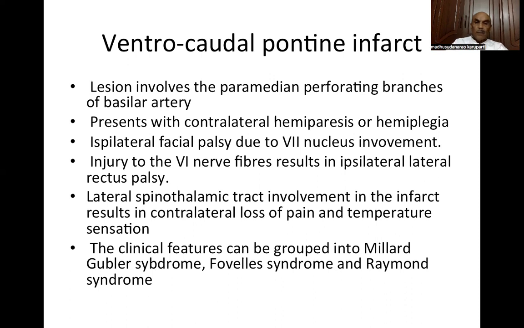Then lateral spinothalamic tract involvement in the infarct results in the contralateral loss of pain and temperature sensation. Okay, lateral spinothalamic tract takes the pain and temperature modalities. The total clinical manifestations can be grouped into Millard-Gubler, Foville's, and Raymond syndrome.